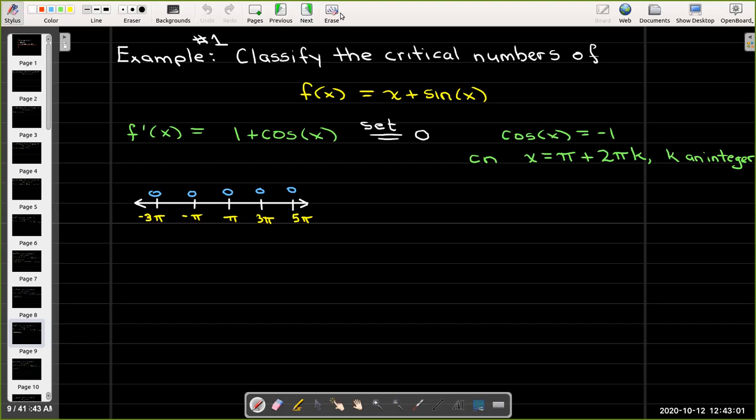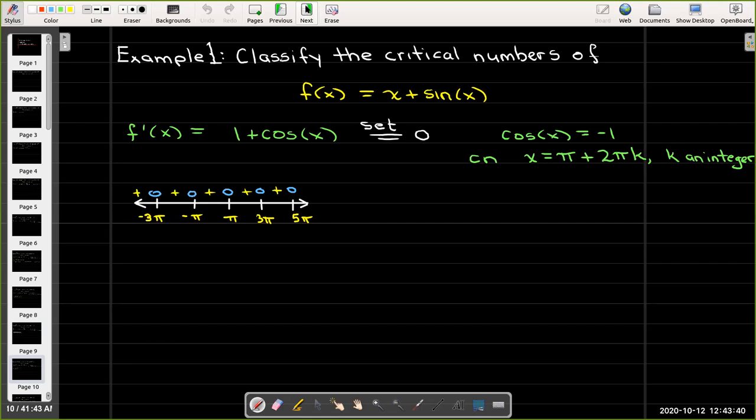And now, if I want to find the sign of the derivative between those critical numbers, I really don't have to do a lot of work except make the observation that this first derivative expression, 1 plus cosine of x, can never be negative, because cosine of x varies between negative 1 and positive 1. So the smallest this derivative can ever be is 0. Otherwise, it's always positive. So I can just put plus signs between each of those.